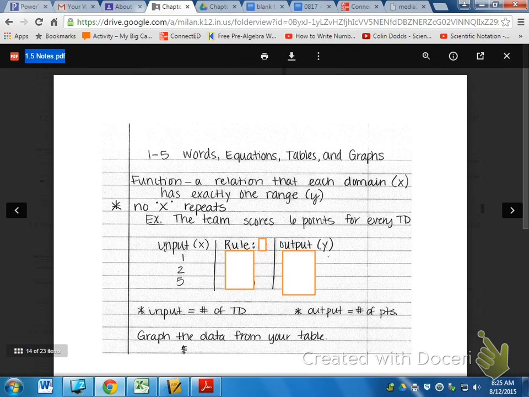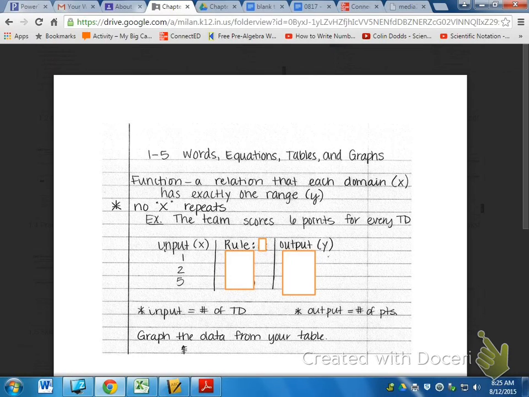Lesson 1-5, words, equations, tables, and graphs. So pretty much everything that we have been talking about so far is combined in this lesson. Words, we've definitely used words to figure out what operations to use. Equations, well, we really haven't done equations.